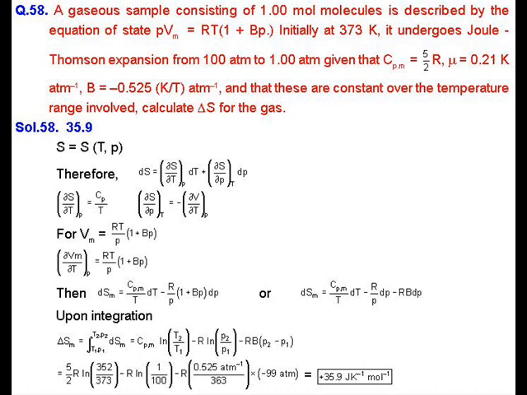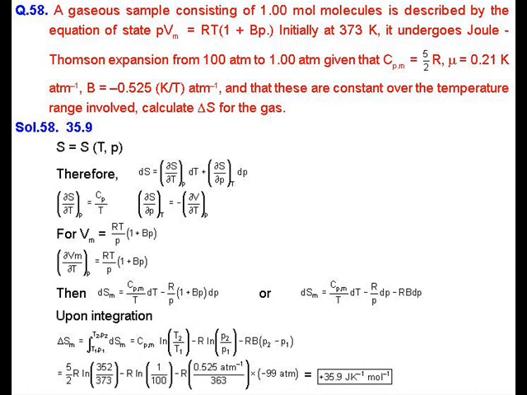We are given the value of Vm, that is RT by P into 1 plus BP. So we can calculate the value of del V upon del T. That will come out to be R upon P into 1 plus BP. So now we will substitute the value of del S by del T and then del V by del T in the previous equation. Substituting these values, we will get dSm as Cp divided by T into dT minus R by P into 1 plus BP dP.